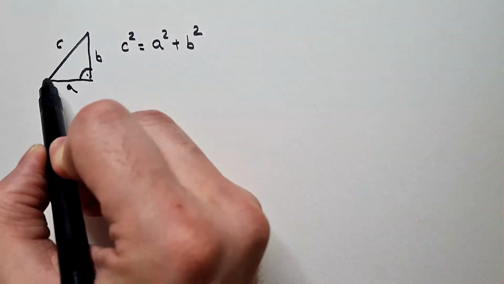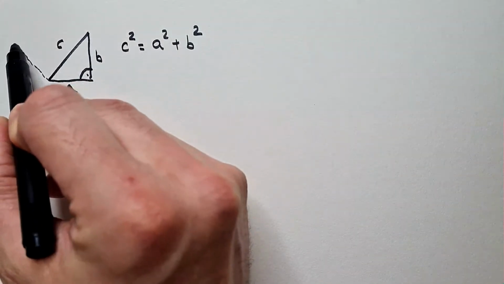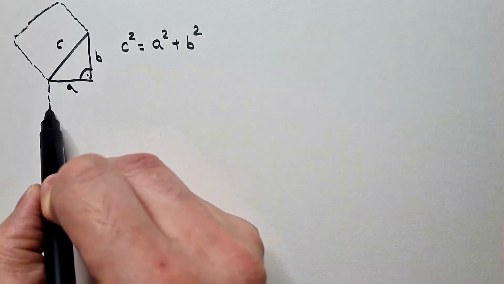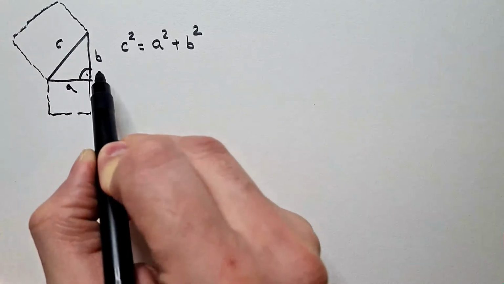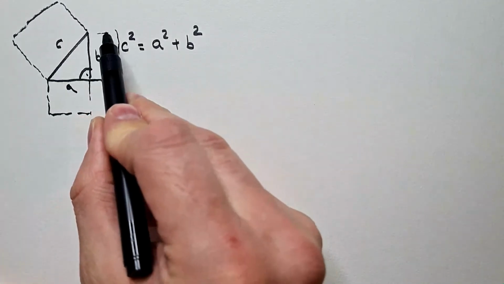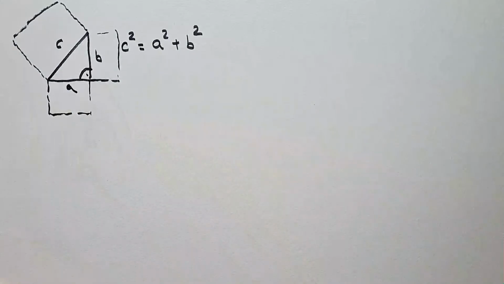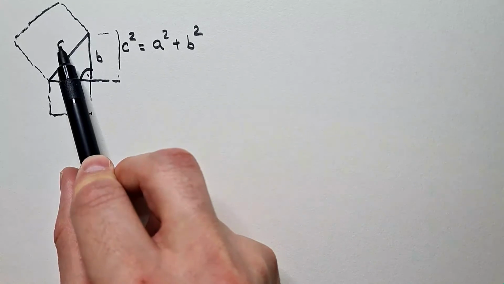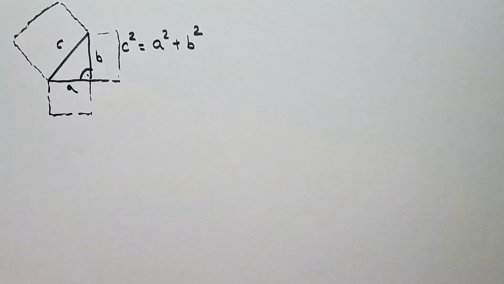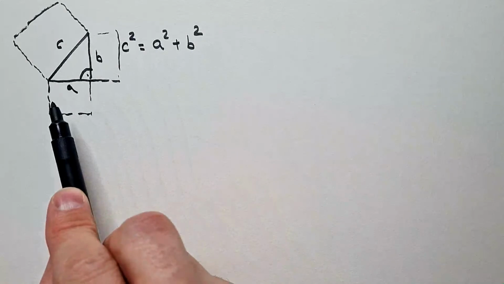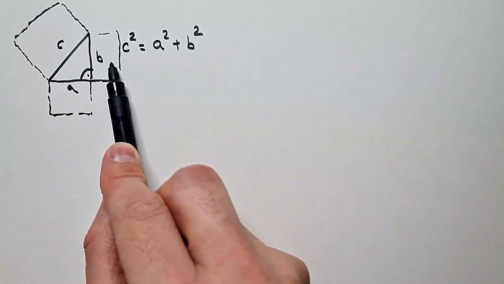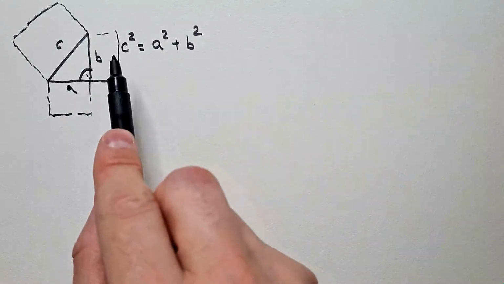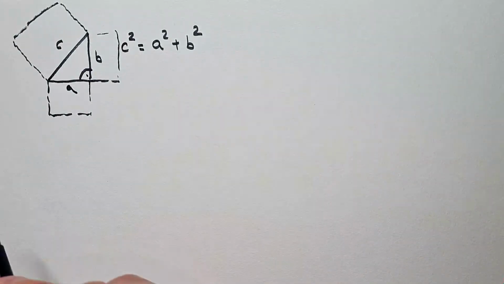That means if I construct a square that has side equal to C, and here I construct a square that has side A, and here a square that has side B, the area of the square drawn from the hypotenuse, or C, is equal to the sum of the areas of the squares drawn from the two opposite sides. That's the definition of Pythagoras' theorem using words.